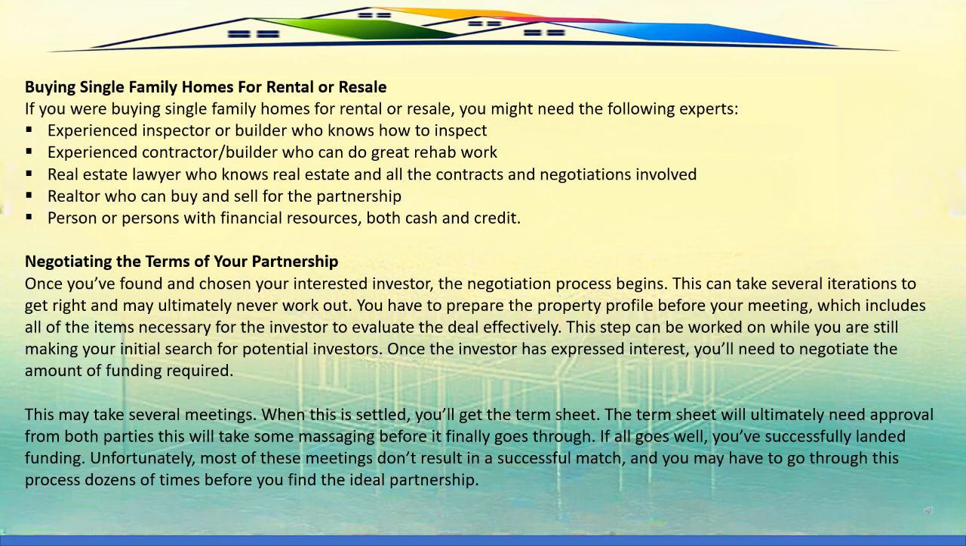Negotiating the terms of your partnership. Once you've found and chosen your interested investor, the negotiation process begins. This can take several iterations to get right and may ultimately never work out. You have to prepare the property profile before your meeting, which includes all of the items necessary for the investor to evaluate the deal effectively. This step can be worked on while you are still making your initial search for potential investors. Once the investor has expressed interest, you'll need to negotiate the amount of funding required. This may take several meetings.